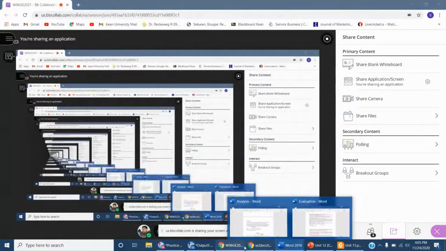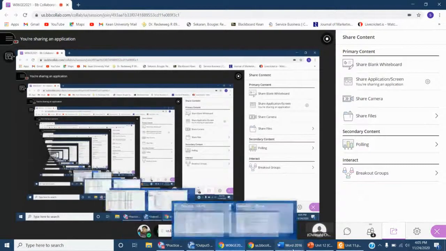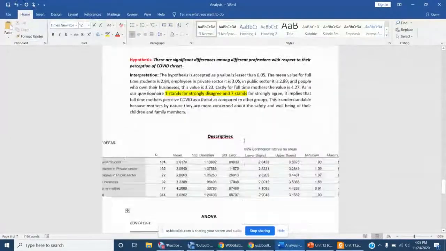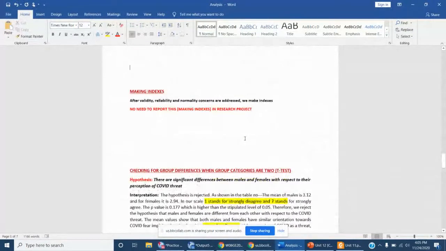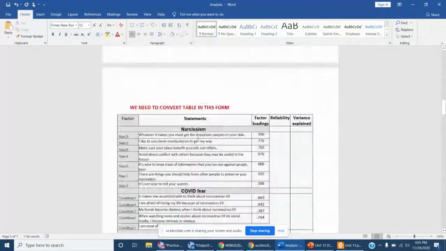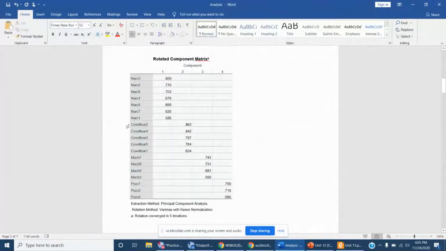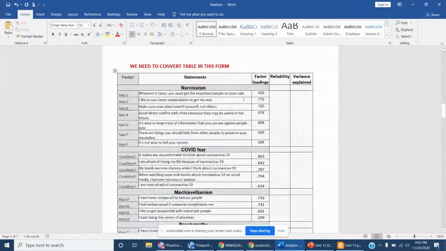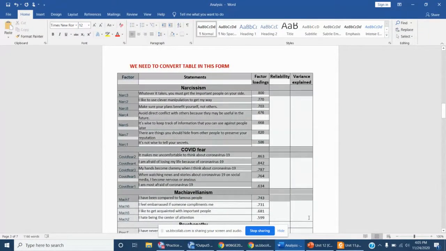When we copied this table to our report, it looked like this. So this was the table which was copied to our report. When we copied this table to our research report, we need to make certain changes. We need to transform this table to this particular form. So we want this table in this particular form.